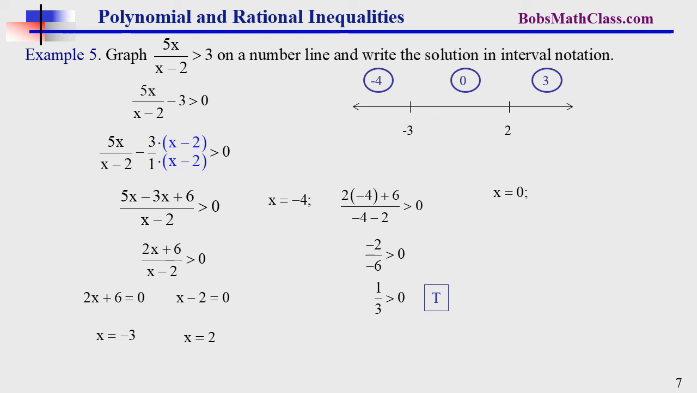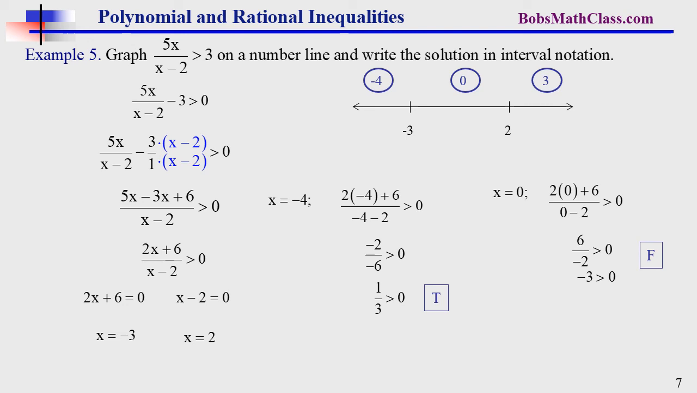Let's plug in 0. So again, everywhere you see an x, replace it with 0. 2 times 0 is 0. And 0 plus 6 is 6. So we got 6 on top. And 0 minus 2 is negative 2. Negative 2 in the denominator. 6 divided by negative 2 is negative 3. Greater than 0? No. So that's false.